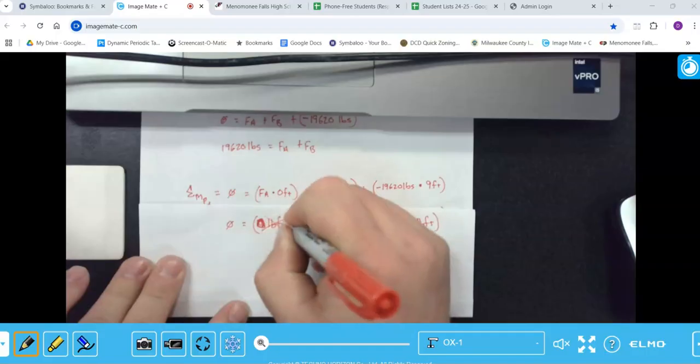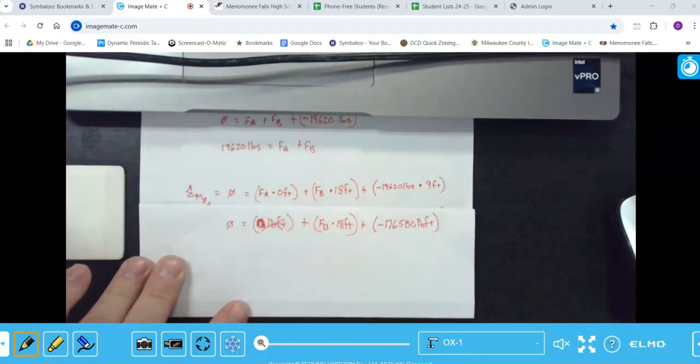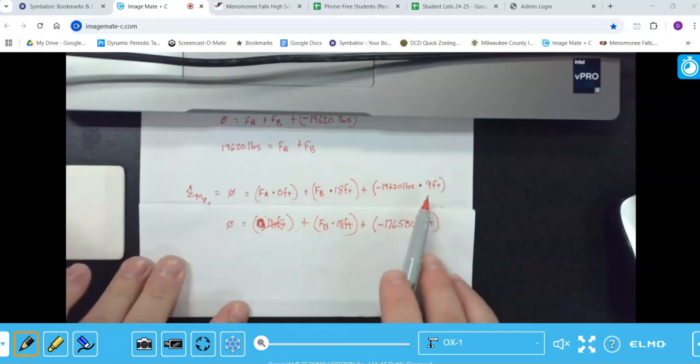So effectively what I've done is I've eliminated a variable. I no longer have point A in my equation. B times 18, I can't do anything with that because I don't know what B is. But when I multiplied those two numbers together, this is what I get. And the units would be pound-feet.